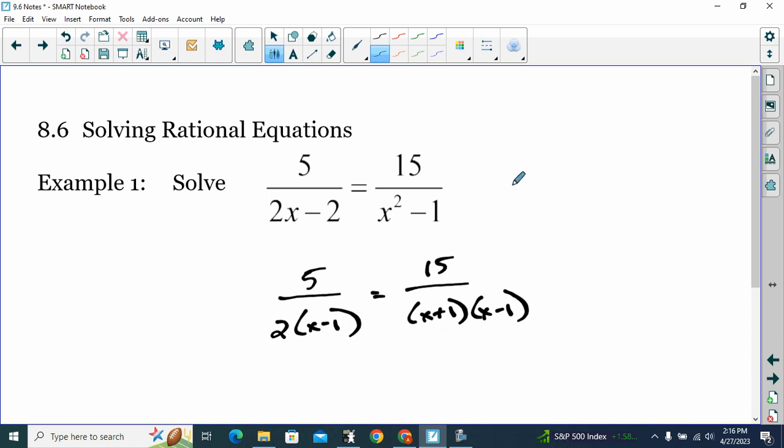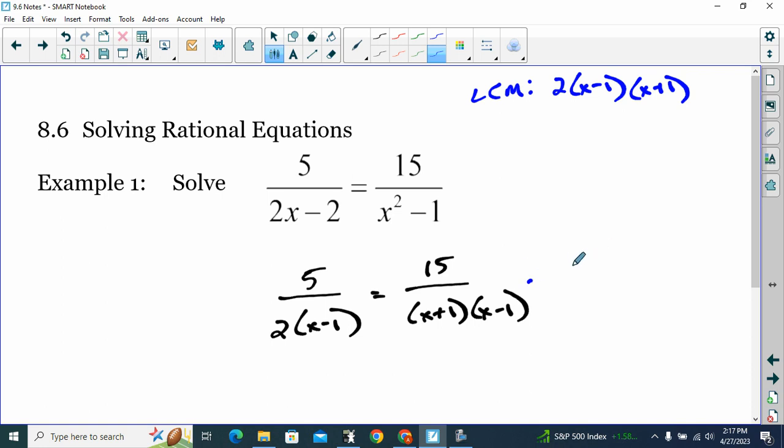And we are going to find the least common multiple of all the denominators. So our LCM, we've done it over the last couple class periods, is going to be 2 times x minus 1 times x plus 1. We need 2 times x minus 1. We need x plus 1 times x minus 1 with nothing extra in there.